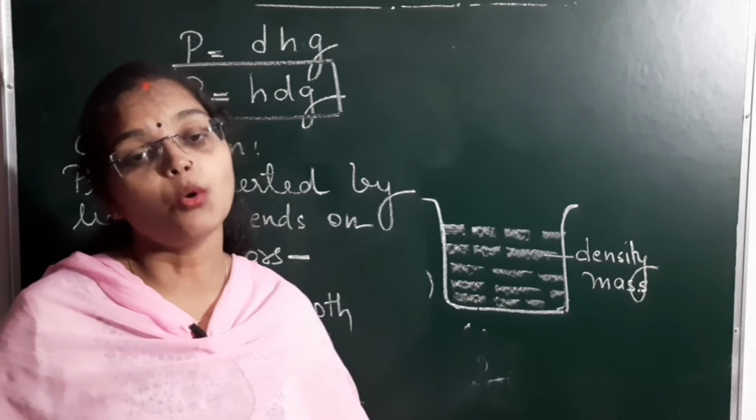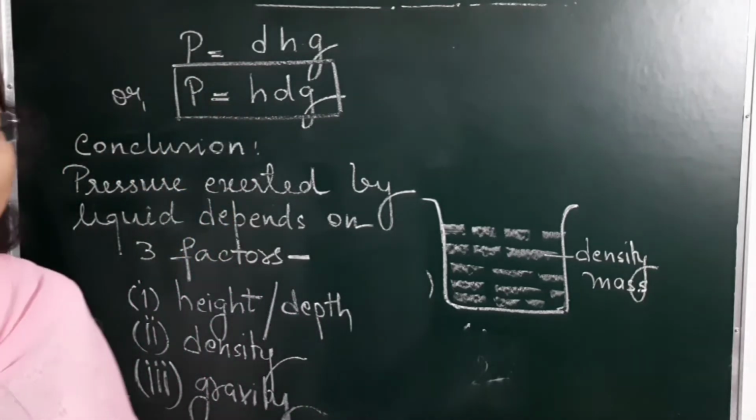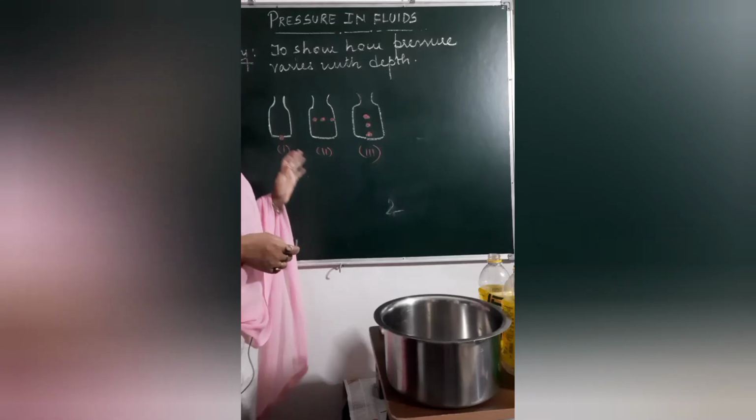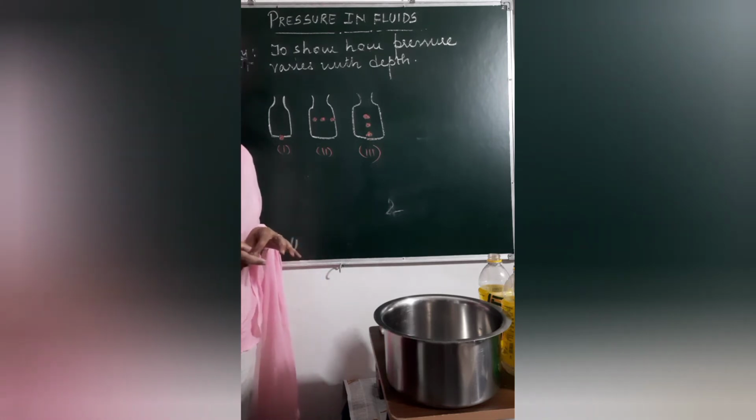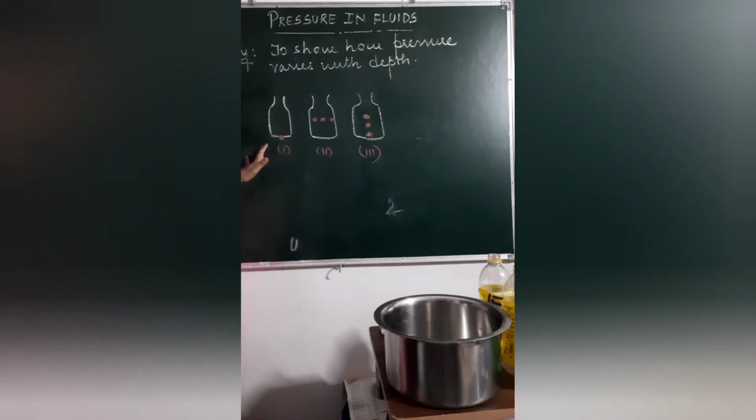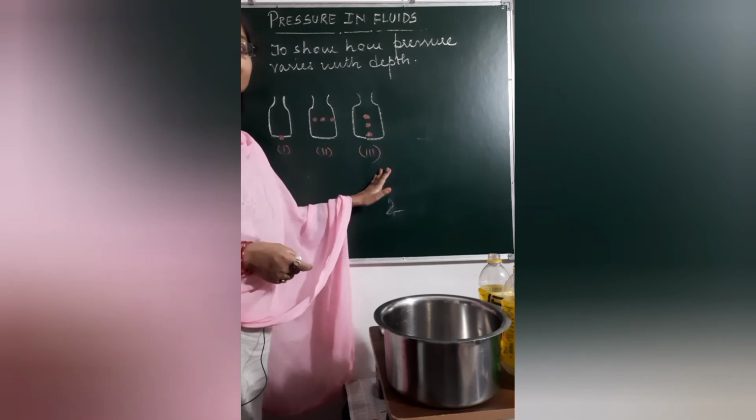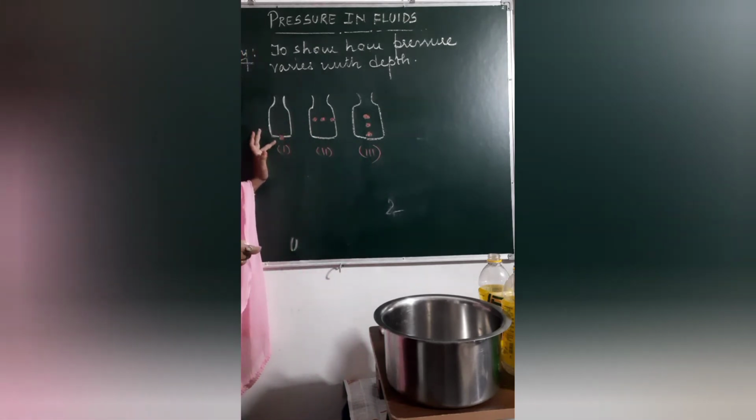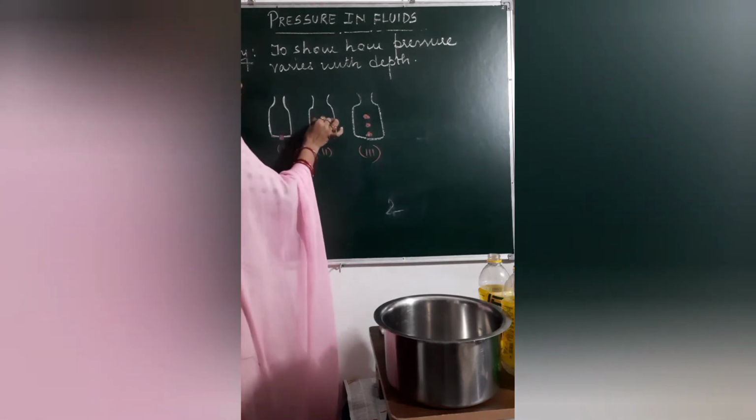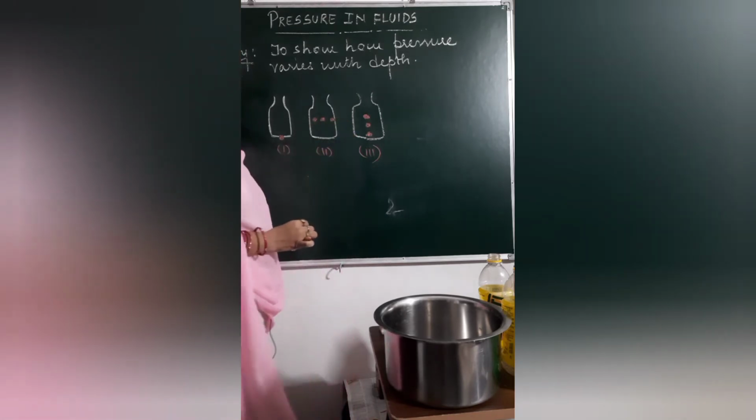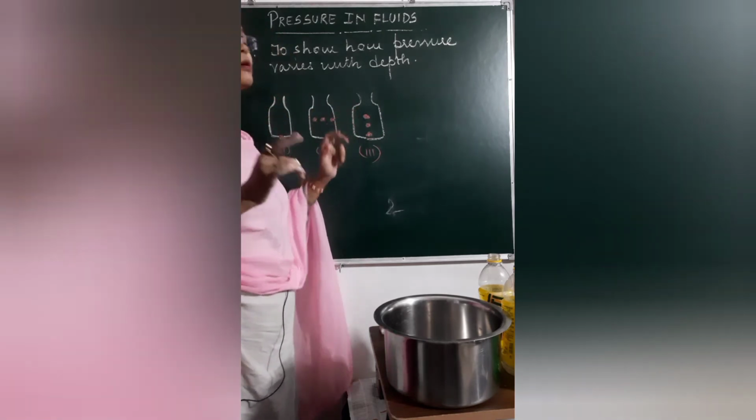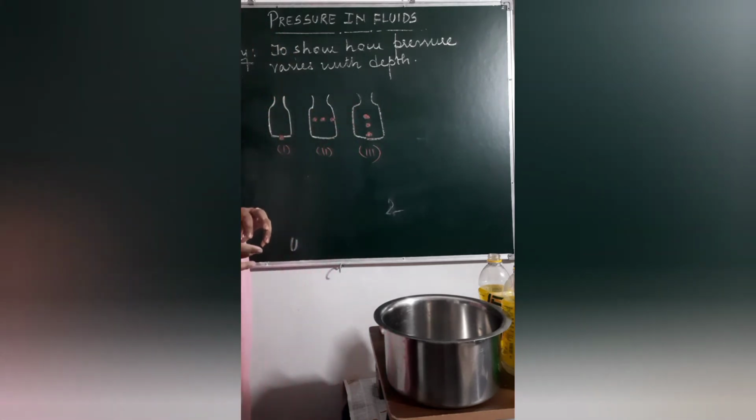Now we will see one activity to prove how pressure varies with depth. The materials required for this activity are 3 bottles. In one bottle there is a hole at the bottom. In another bottle, holes of the same size at the same level. And in the third bottle, holes of the same size, one below another. Okay, so let us start the activity.